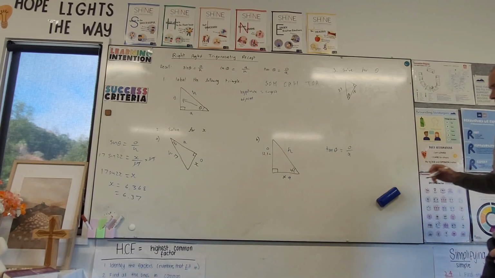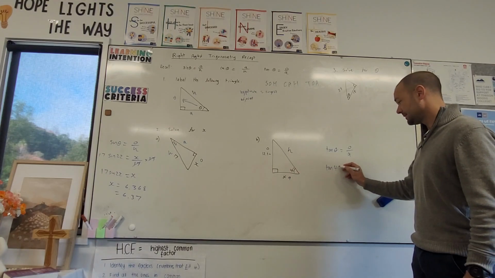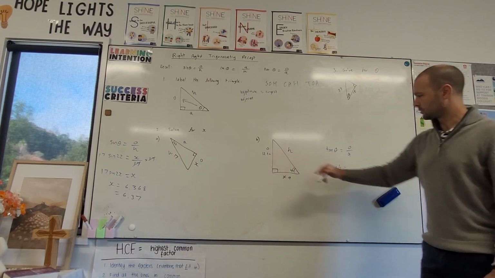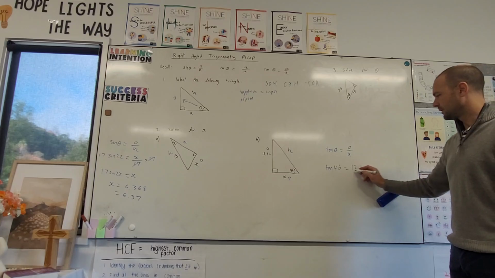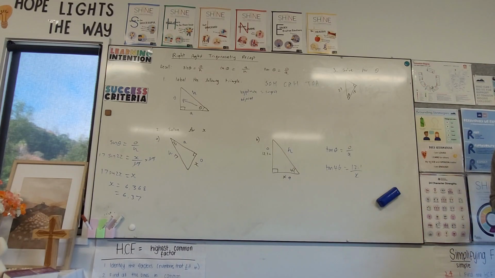Alright, then we'll substitute in the information that we know. The angle is 46 degrees. The opposite side is 12.1. The adjacent side is x. Okay, so we sub in the information we got.